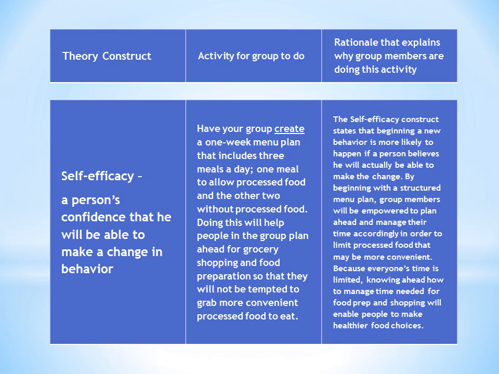Here is the self-efficacy construct in action. This refers to a person's confidence that he'll be able to make this change. I think seeing something in writing may help this new behavior seem more doable to people, and so I've suggested creating a menu plan here.